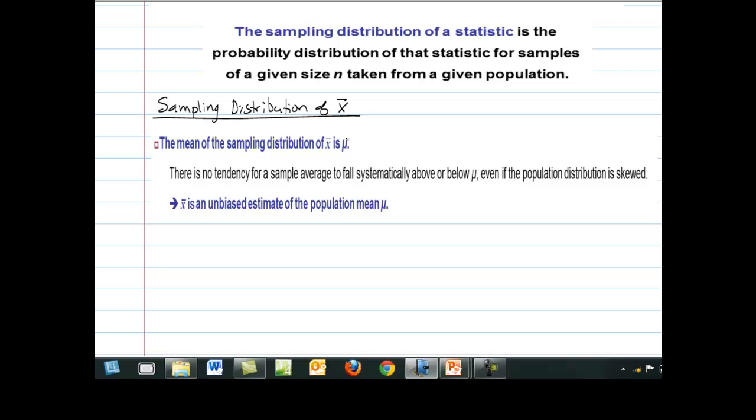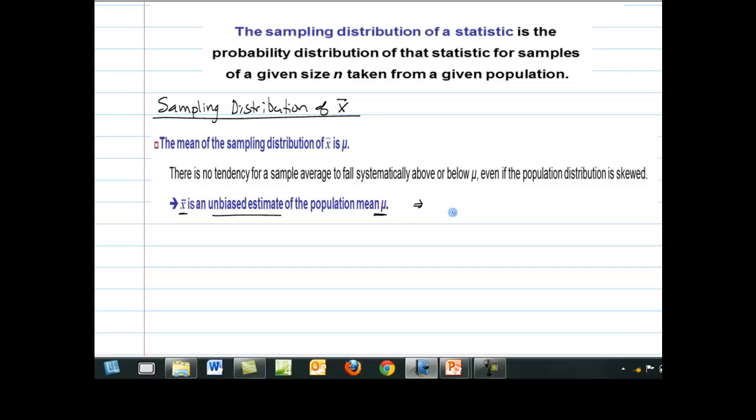Now there's no tendency for a sample average to fall systematically above or below mu. So what ends up happening is some values will be too high, some will be too low, some will be spot on, but there's really no way to predict that particular pattern. It also doesn't matter if your population distribution is skewed, right skewed, left skewed, bimodal, etc. This is a characteristic that will always be in place. What we say then is x bar is an unbiased estimate of the population mean mu.